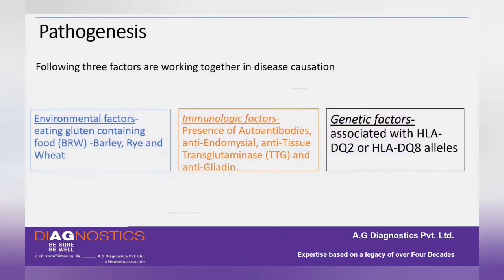So the pathogenesis is that there are three factors working together in disease causation. One is the environmental factors, that is eating gluten-containing foods. The immunological factors, that is this has led to presence of autoantibodies: anti-tissue transglutaminase antibody, anti-endomysial antibodies, and anti-gliadin antibodies. And like I said, the genetic factors, that is there's an association with HLA-DQ2 or HLA-DQ8 alleles.